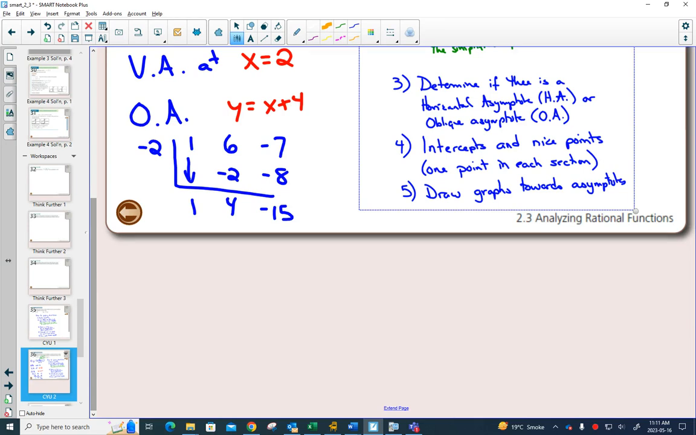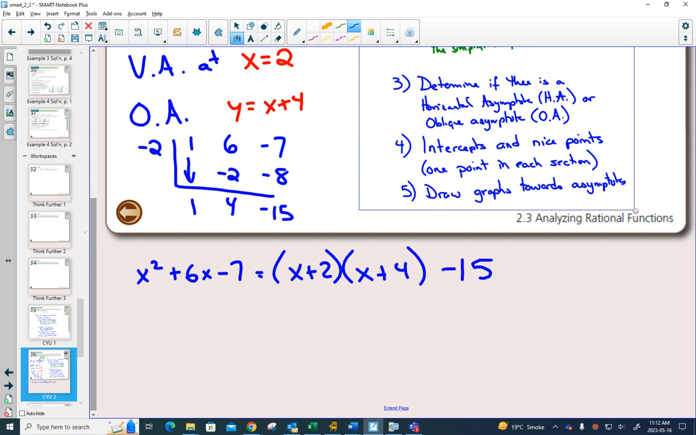Now, someone in the other class was like, why does that work? Why does it become an oblique asymptote? Well, if we write the division statement, it could look like this. The division statement is x squared plus 6x minus 7 equals x plus 2 times x plus 4, minus 15. This is our polynomial division. You don't have to write this down. But if you like an explanation of why there is an oblique asymptote, this is going to provide that explanation.